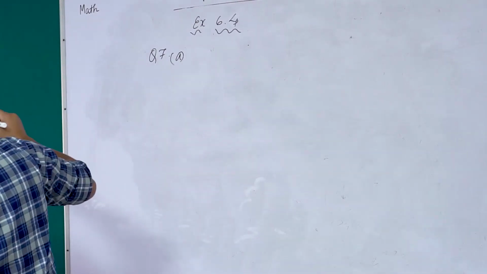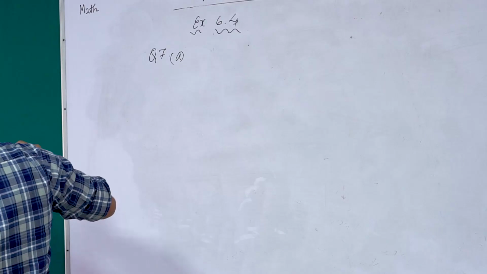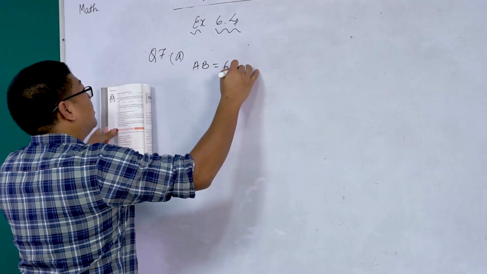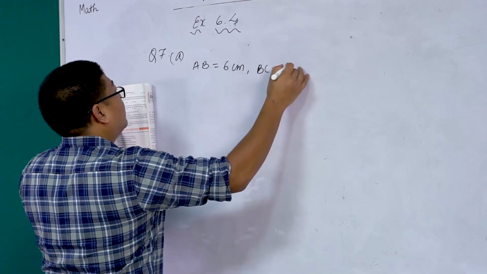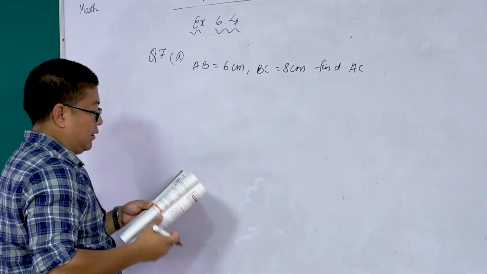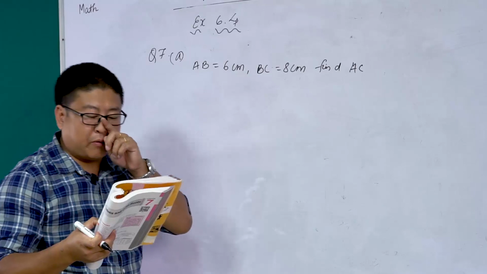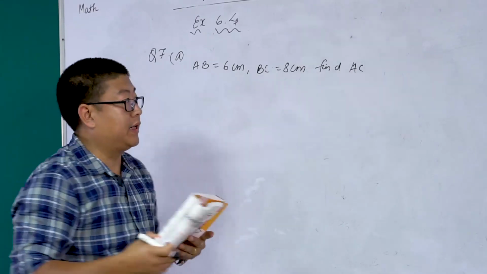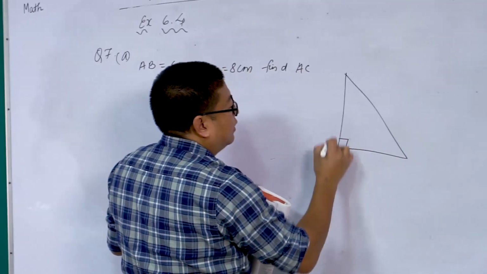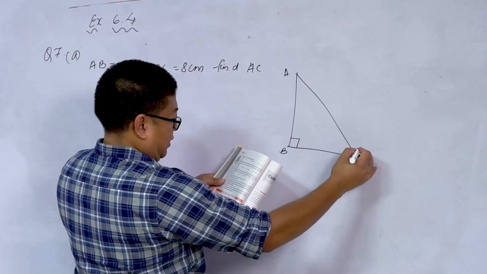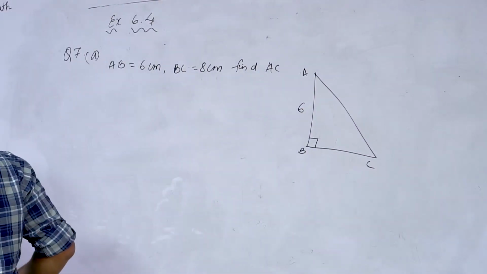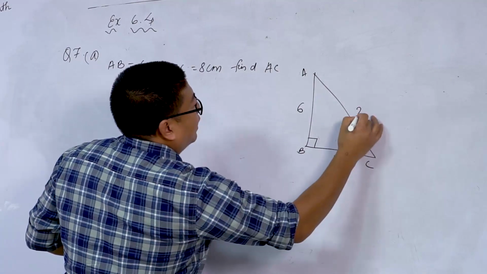All right, A. They have given us that AB is equal to 6 centimeter, BC is equal to 8 centimeter. Find AC. And they have also mentioned in a right triangle ABC, angle B is equal to 90 degree. So let's draw a triangle. This is 90 degree, A, B, C. Now AB is 6 and BC is 8. We have to find this.